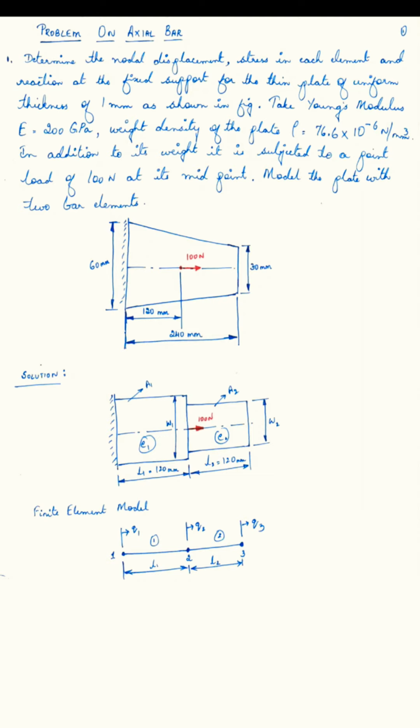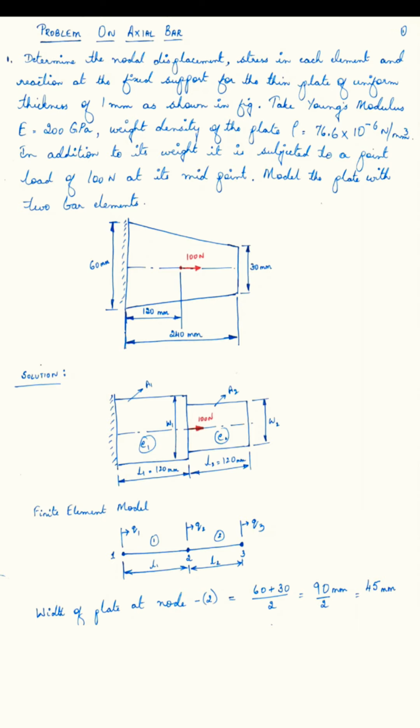Now, what is the width at node 2? We don't know. 60 mm is the width at node 1. At node 3, the width is 30 mm. So what will be the width at node 2, which is the midpoint? As I told you before, we'll calculate the average of the widths at node 1 and node 3. So the width at node 2 is given by 60 plus 30 divided by 2, which is equal to 45 mm. So now we know the width at node 2.